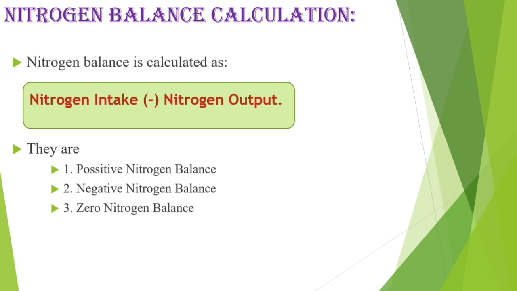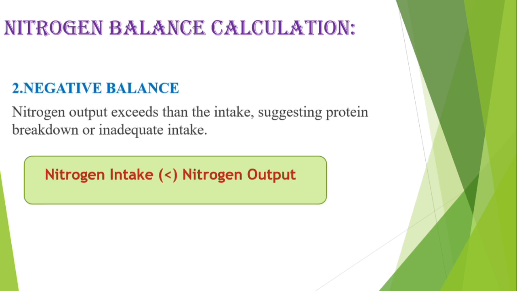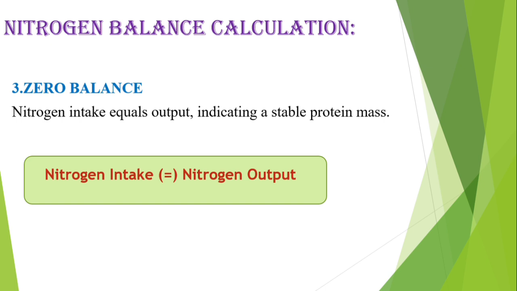They are positive nitrogen balance, negative nitrogen balance, and zero nitrogen balance. Positive nitrogen balance: the nitrogen intake exceeds the output, suggesting protein synthesis and growth. Negative nitrogen balance: the nitrogen output exceeds the intake, suggesting protein breakdown or inadequate intake of proteins. Zero balance: nitrogen intake equals output, indicating stable protein mass.